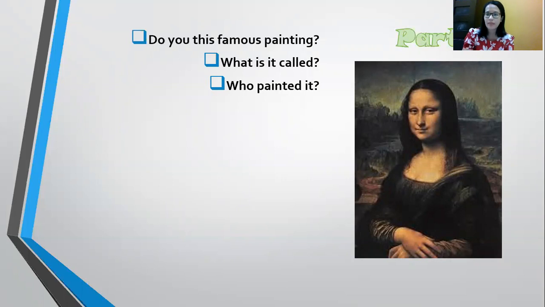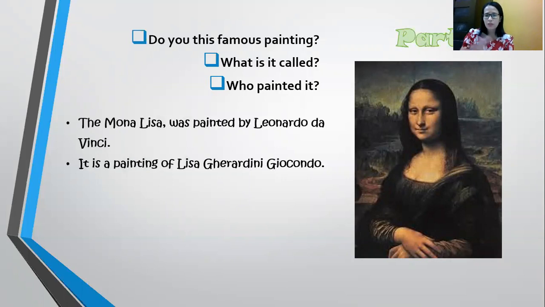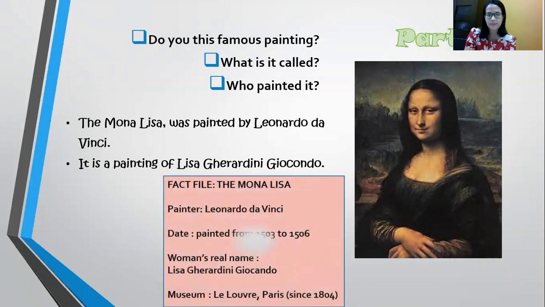Okay, and let's check. So the Mona Lisa was painted by Leonardo da Vinci. I think the name is not unusual for you. It is famous, of course, and it is a painting of Lisa Gherardini Giocondo. So this is the real name of Mona Lisa. Okay. And check now the fact file of Mona Lisa.